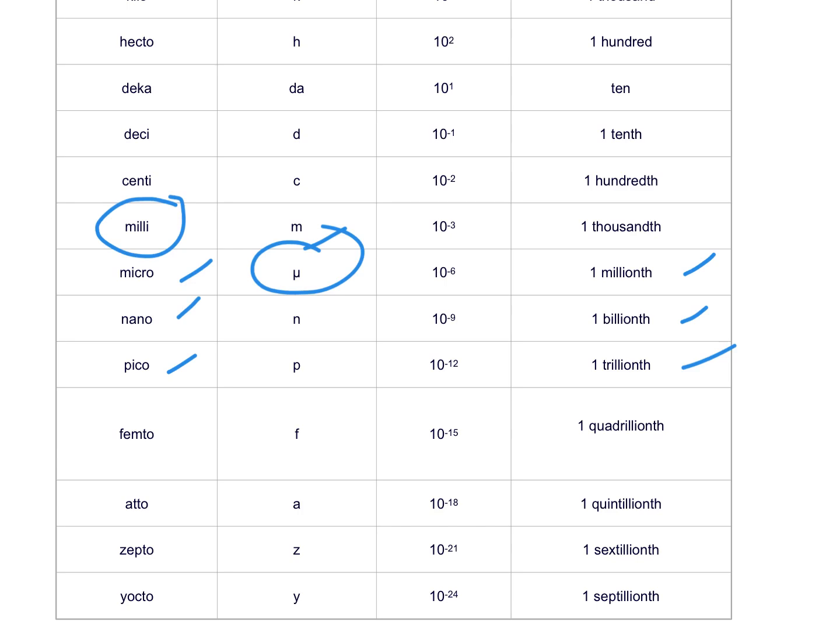And look at these weird ones here. Zepto and yocto, very, very tiny parts of a unit. Good news is we aren't going to be using those in our class, but it is interesting to know that the metric system has a lot of prefixes for very, very large units and very, very small units. That is all we have today.